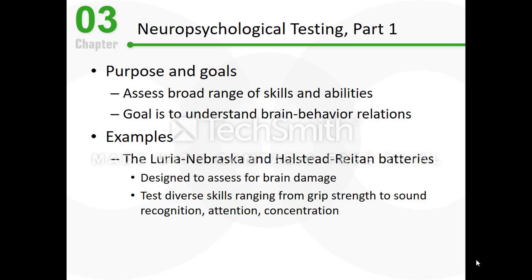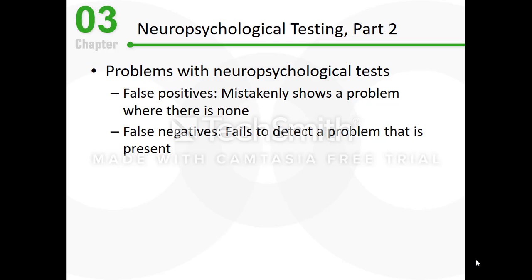Neuropsychological tests: the purpose and goal is to assess a broad range of skills and abilities. The goal is to understand that brain-behavior pattern. The Luria-Nebraska and the Halstead-Reitan batteries are those two typical neuropsych tests. You have to have additional training as a clinical psychologist to become a neuropsych assessor, tester, examiner is the word I'm looking for. All right, so the tests really do range from grip strength to sound recognition, attention, and concentration.